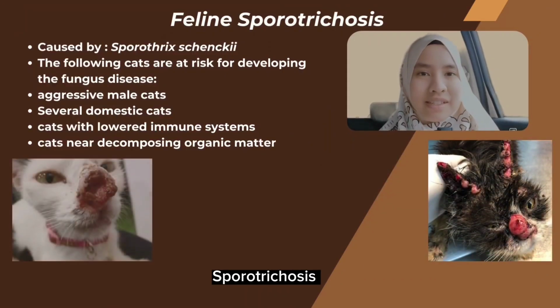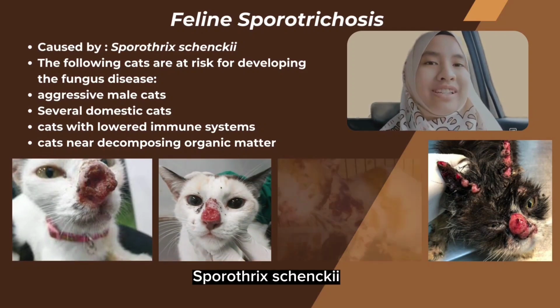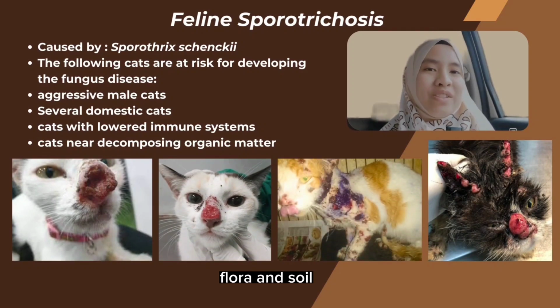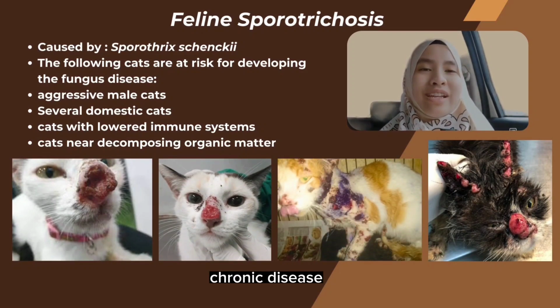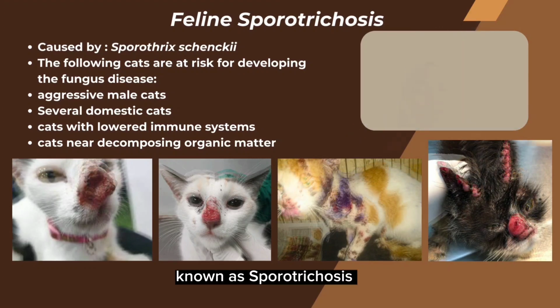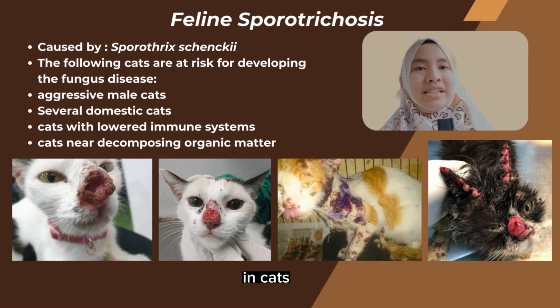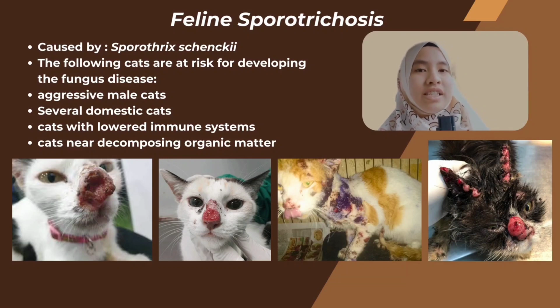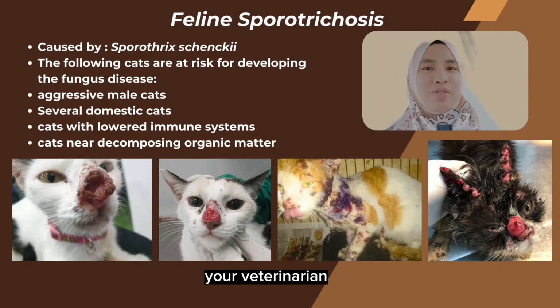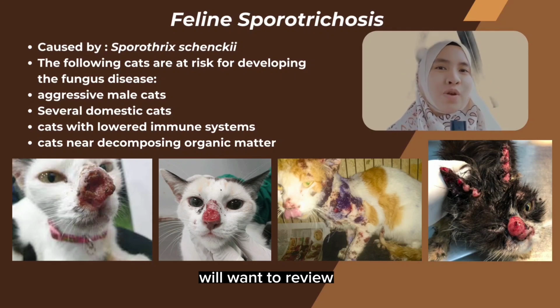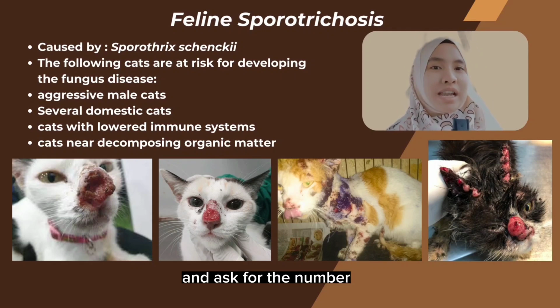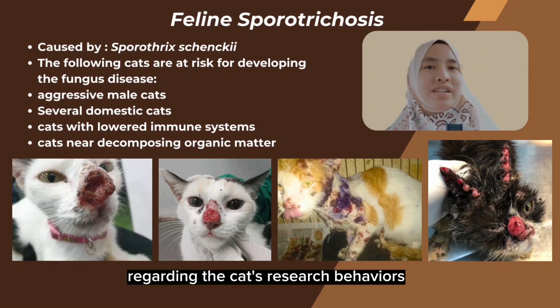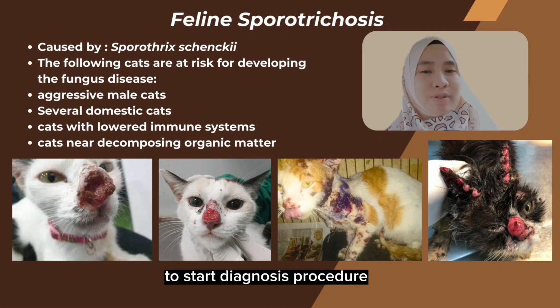Feline sporotrichosis. The organism Sporothrix schenckii, which is found on wood, flora, and soil, is the cause of the sporadic chronic disease known as sporotrichosis. Because the signs of sporotrichosis in cats are similar to those of other cutaneous disorders, this disease is challenging to identify. As a result, your veterinarian will want to review your cat's medical history and ask you a number of questions regarding the cat's recent behaviors to start the diagnosis procedure.